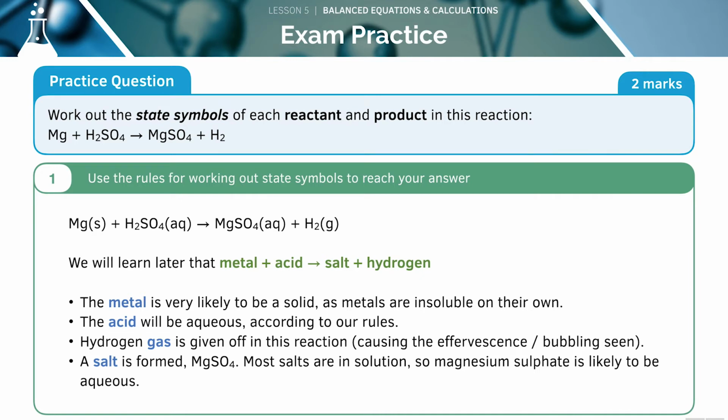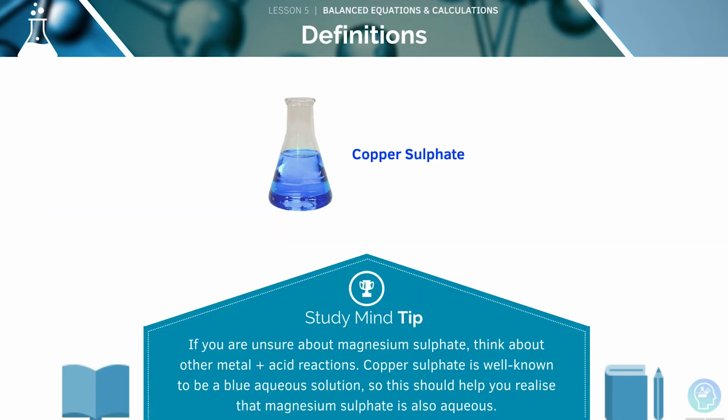Gas is also given off in this reaction, which we have already mentioned is in the form of hydrogen. Finally, we can see that a salt is formed. Salts tend to be in solution, so MgSO4 is aqueous as well. As shown here, copper sulfate is well known to be a blue aqueous solution. This should help you to realise that magnesium sulfate is also aqueous.